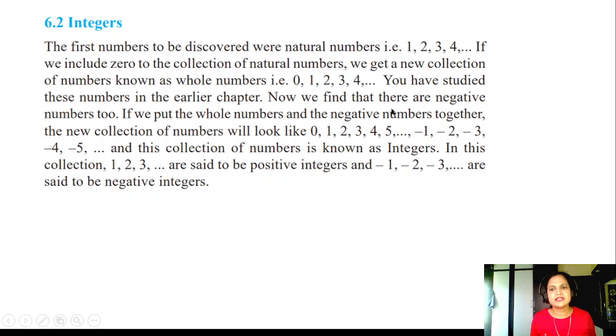Now we find there are negative numbers too. If we put the whole numbers and negative numbers together, the new collection of numbers, 0, positive numbers and negative numbers, is known as integers. This is the collection: 1, 2, 3 are called positive integers, then negative integers and 0.